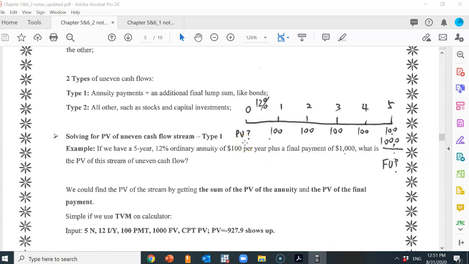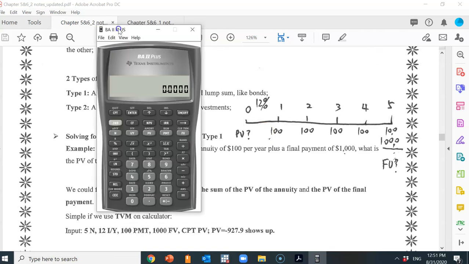Again, the financial calculator is the most convenient way to solve such a question. Let me input 5 as N, the interest rate is 12, so 12 I, and we're looking for PV. The payment is 100, so we have five 100s. It's END mode, ordinary annuity. This time, future value is not 0 anymore. We have to input this additional lump sum, 1,000 as future value. Compute for PV, and we would get 927.9 as our present value.